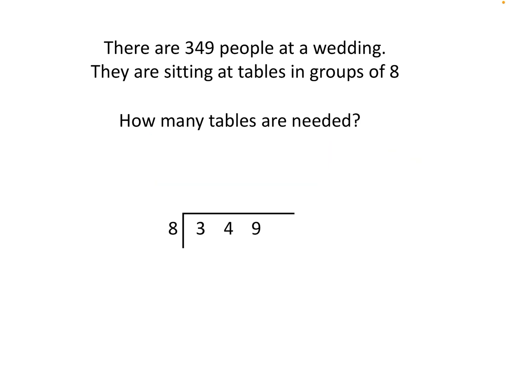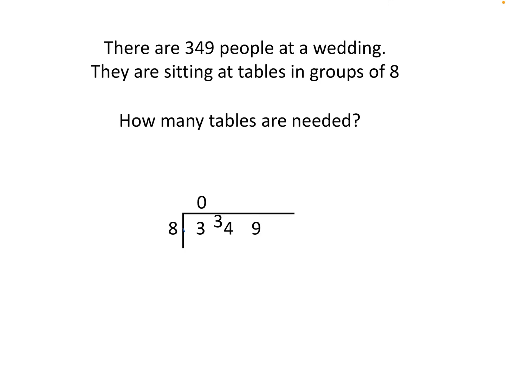Well done if you put 348. So this is our dividend and this is our divisor. We're dividing by 8. So how many 8s go into 3? None, because it's too small. So what do I need to do? I need to exchange our 3 10s, so our 300s into 8.